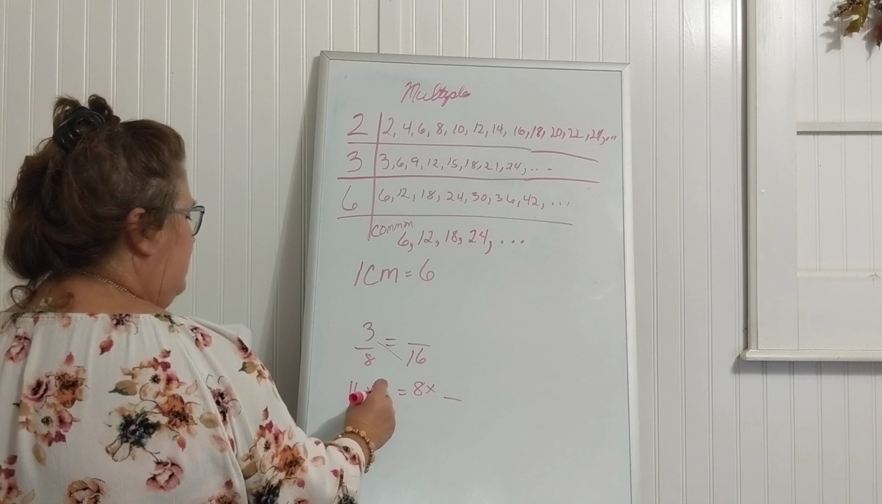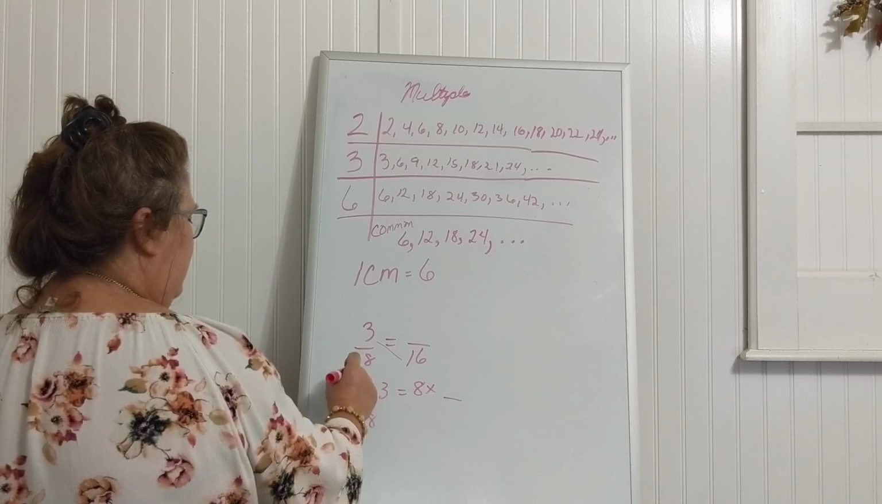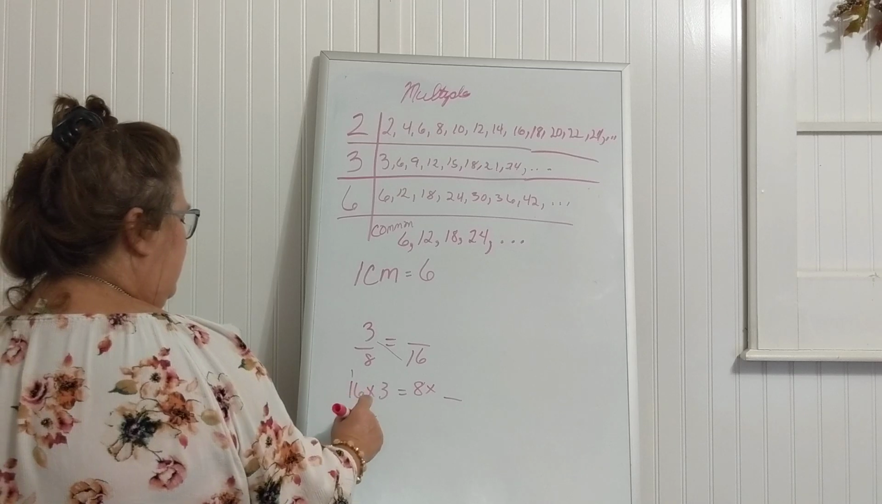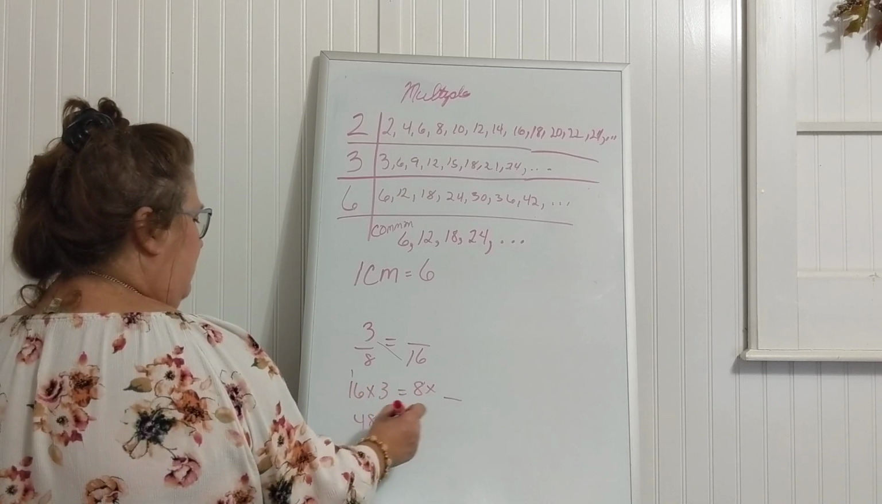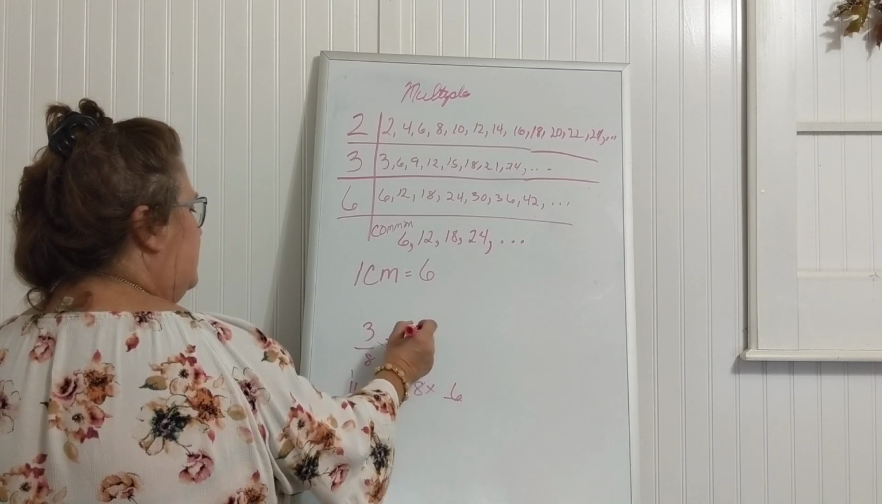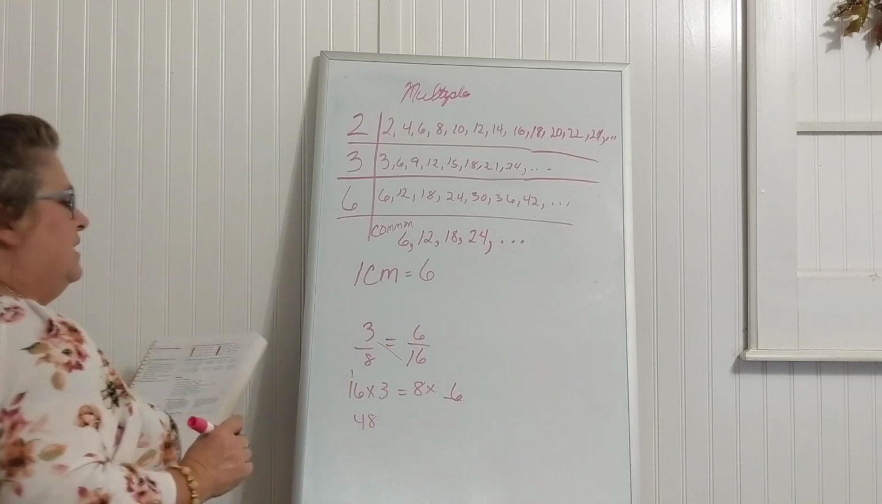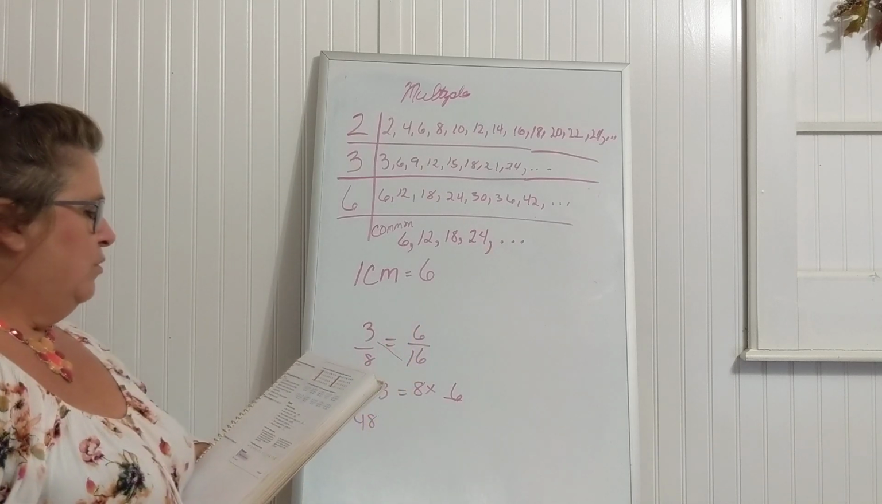What is 16 times 3? 6 times 3 is 18. Put 8 down, carry the 1. 3 times 1 is 3, plus 1 is 4. So what times 8 equals 48? 8 times 6. So 6 will be your missing number there, okay? So that's how you will work that.